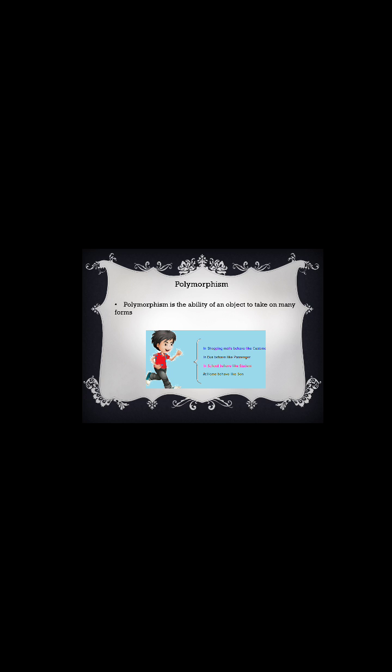Polymorphism. Poly means many, morph means forms. Polymorphism is the ability of an object to take on many forms. For example, a person in a shop is a customer, the same person in school is a student, and the person at home is a son. It means more than one function with the same name but with different working.